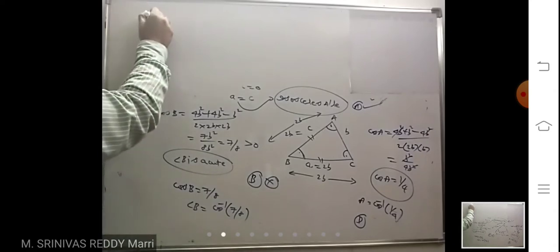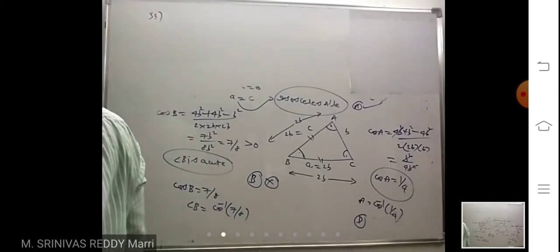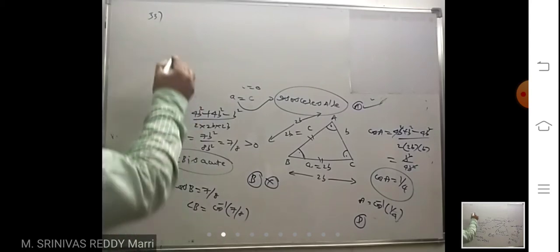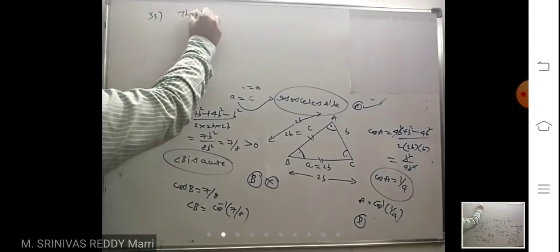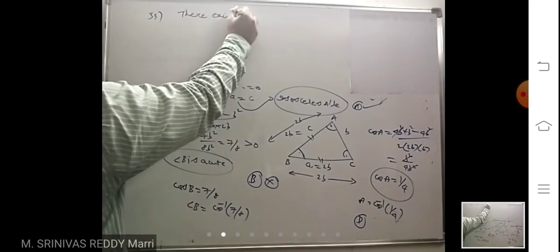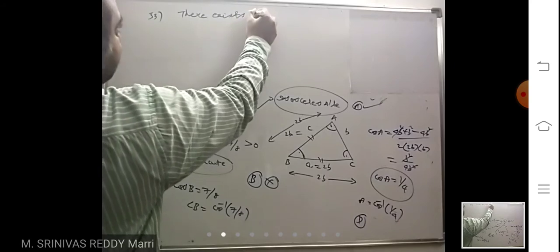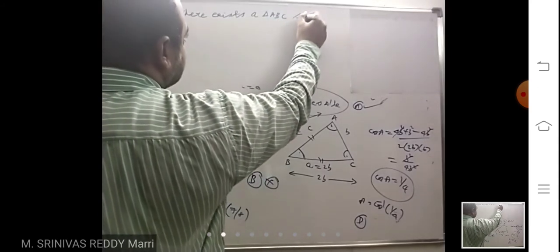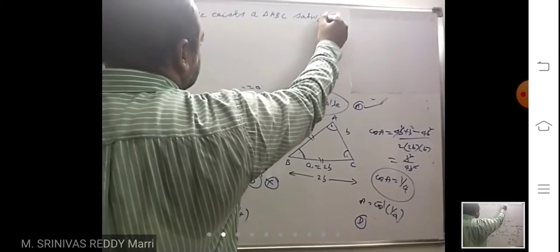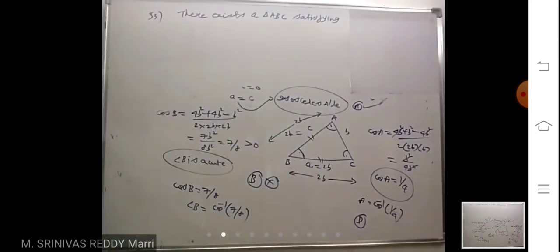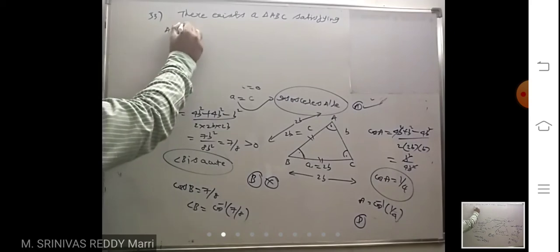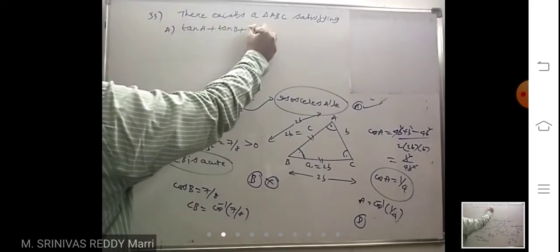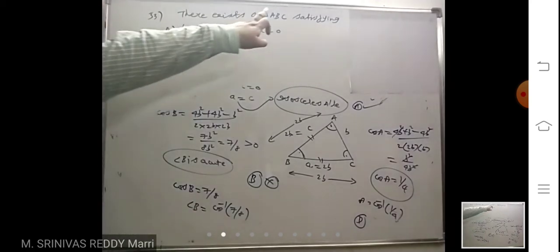Look at 53. What he is telling is there exists a triangle ABC satisfying... So look at the first option. He is asking there exists a triangle satisfying this.